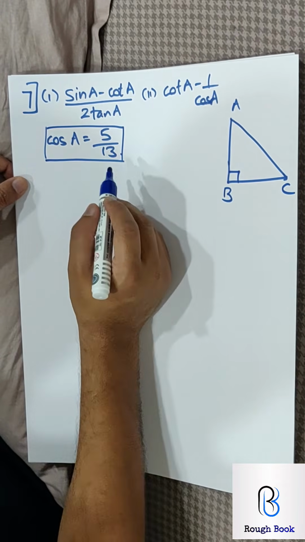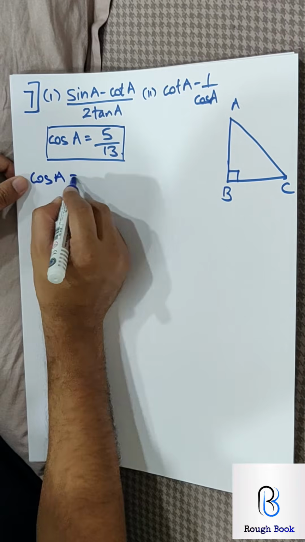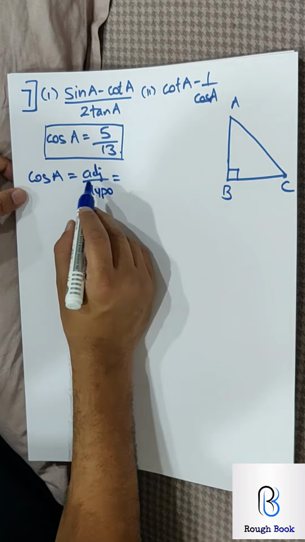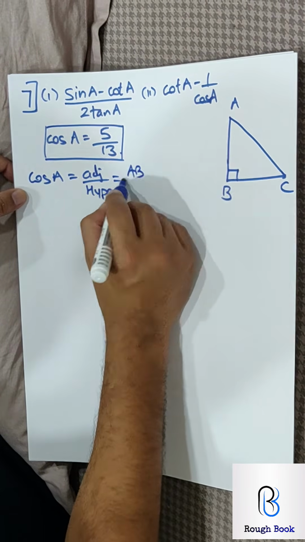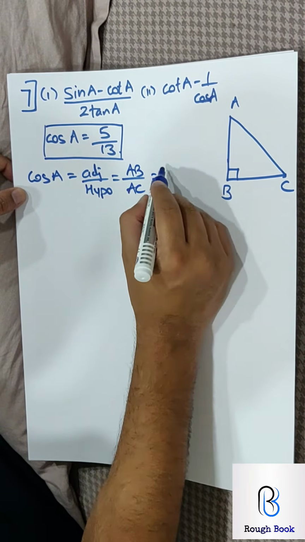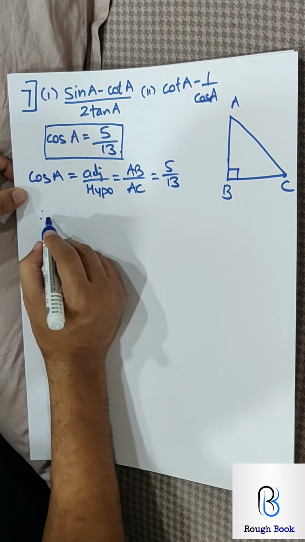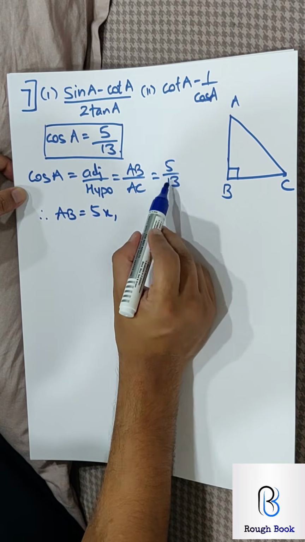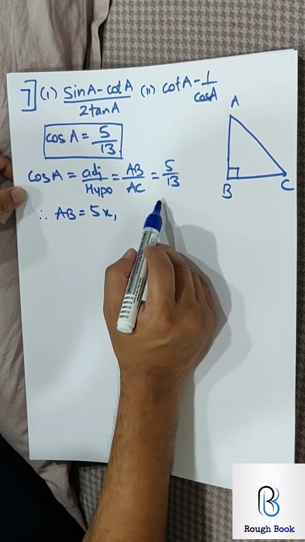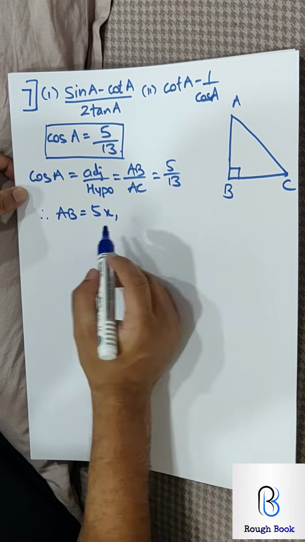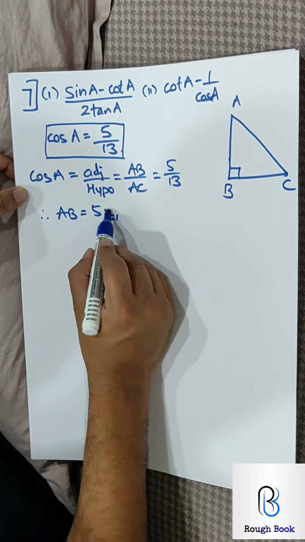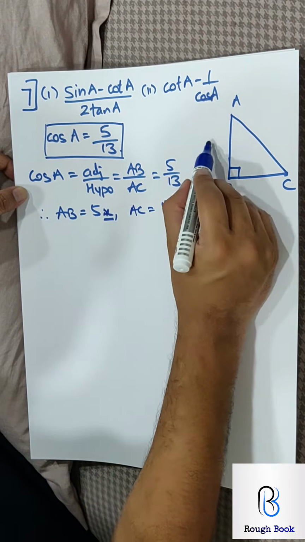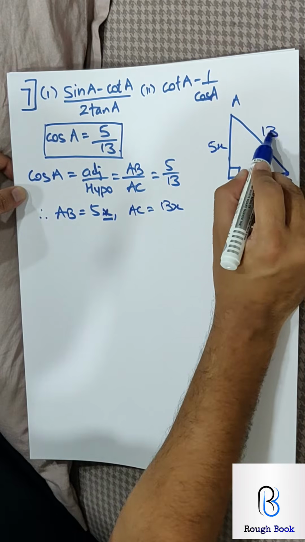Okay. Now cos A is 5 by 13. So first let's understand what cos is. Cos is adjacent upon hypotenuse. We know this. So adjacent for A is AB and hypotenuse is AC. We have already got the value. So I can say therefore AB is 5x. I can't directly write 5 because this could be a bigger number reduced to this. Now what has it been reduced by? We don't know. So we are taking it as x. So therefore this becomes 5x and 13x. So AB is 5x and AC is 13x.